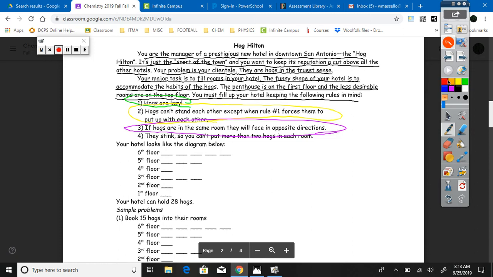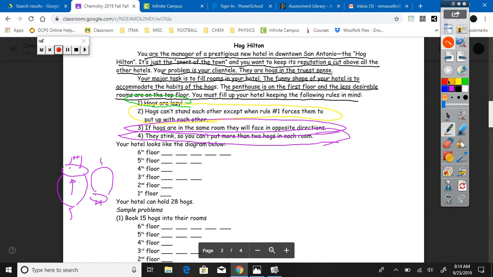And Sunday, rule number four, no more than two hogs in a room. So here's how we're going to do this. What do y'all think of my hog here? I'm going to draw a hog. This is from the top down. What do you think of that? Is that a good hog? So this hog is going to face that direction. And then this hog is going to face that direction.